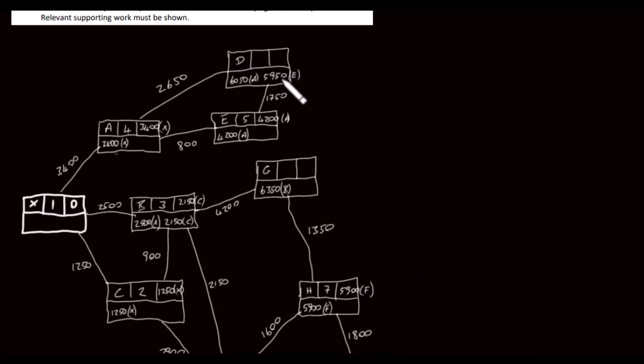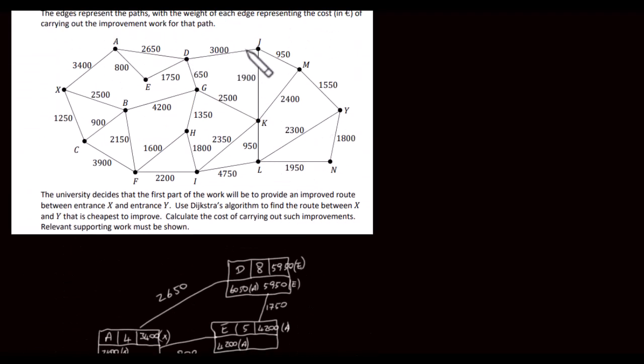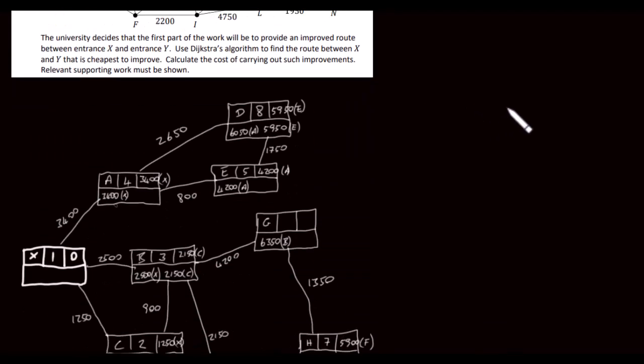So the lowest one here is going to be D. The last one we did was 7, so this one is going to be number 8 up here. This is 8, and this is 5950, and that came from E. So let's see what D is connected to then. D is connected to J and G.